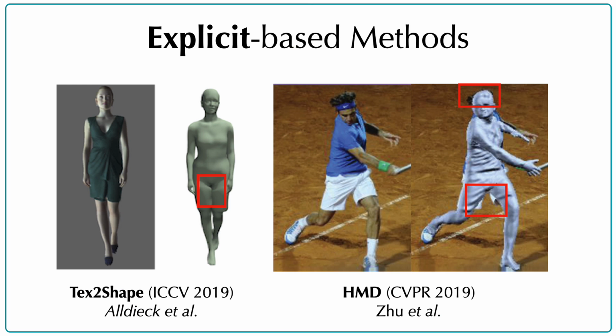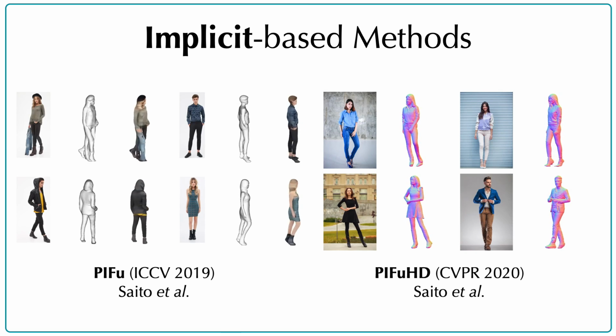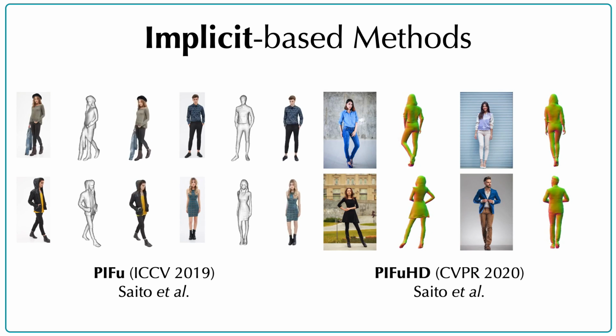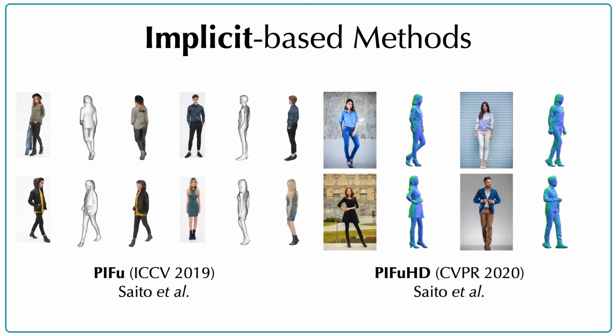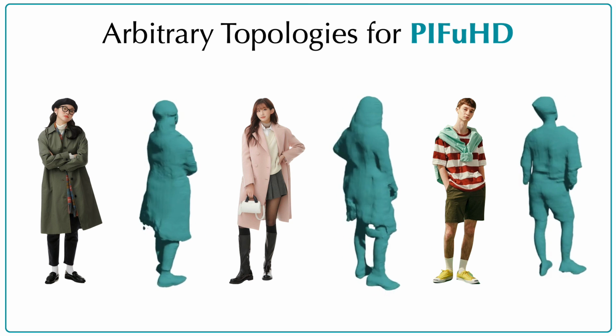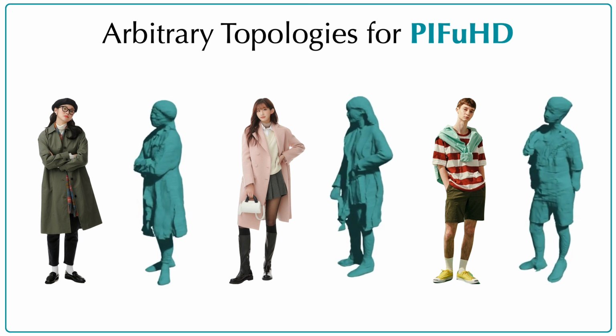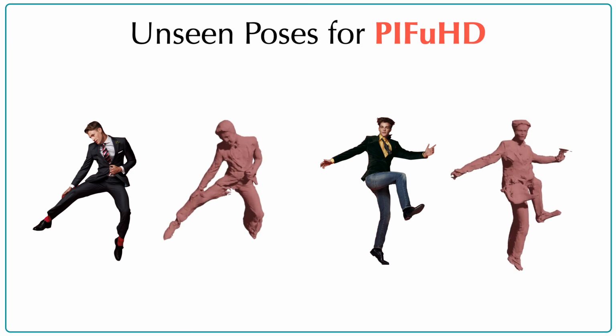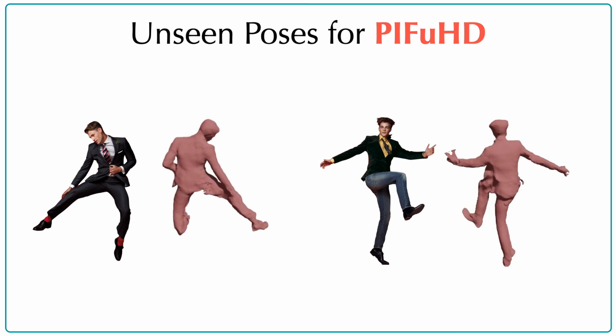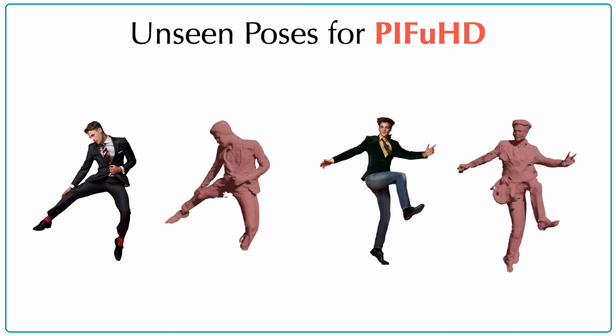The explicit shape-based approaches struggle with clothing that deviates significantly from the underneath body. Implicit-based approaches like PIFuHD introduce pixel-aligned implicit functions, which significantly improve the geometric details and generalize to arbitrary topologies. However, they often produce degenerate shapes for unseen poses.